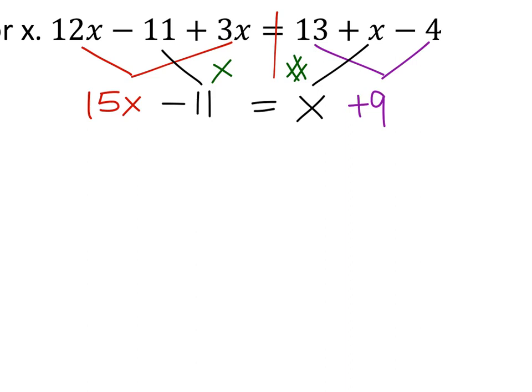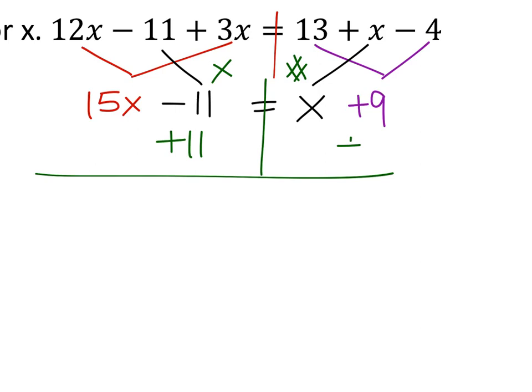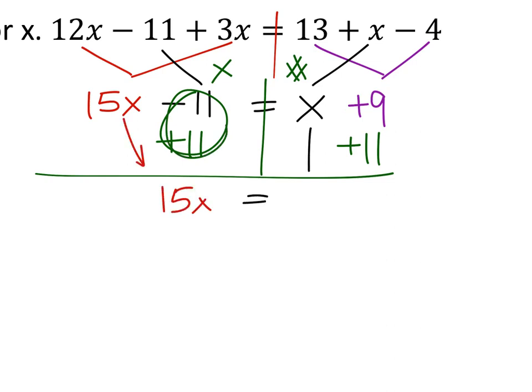To solve this, I've got that negative 11 on the left side of the equal sign, which I don't want there because it's on the x's side. So I'm going to have to zero that out by adding 11. But as a principle of equality, I'll have to add it to both sides of the equal sign. So that zeroes out, which is what we wanted. I'll drop that 15x. Then this equals, I'll drop the x here as well. 9 plus 11 would be positive 20.